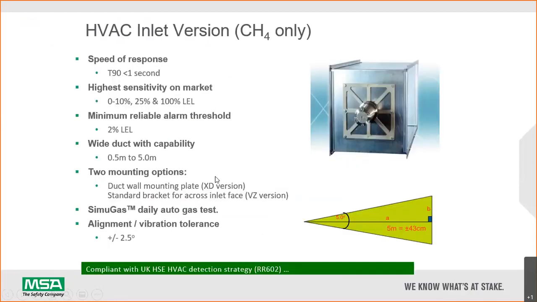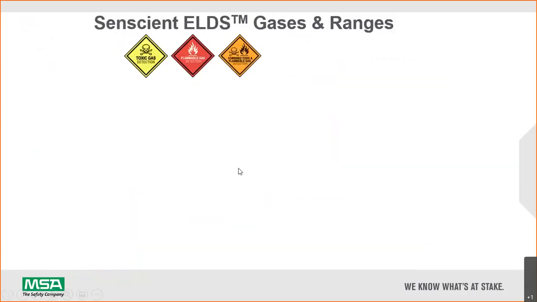This is one of the best applications, where T90 is less than 1 second. No device has ever come to the market which gives you T90 less than 1 second. Not only that, the range 0 to 10%, 25%, 100%. Nobody will give you 0 to 10%. Yes, 0 to 100%, but 10% nobody will give you. So this is another very good product which any HVAC customer will love.